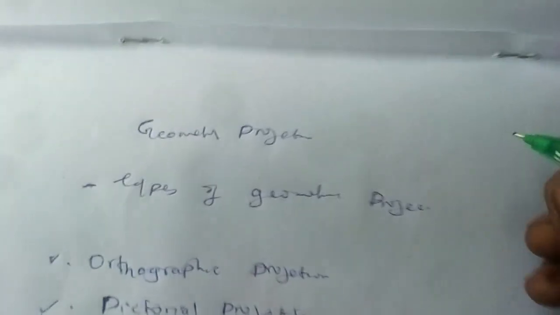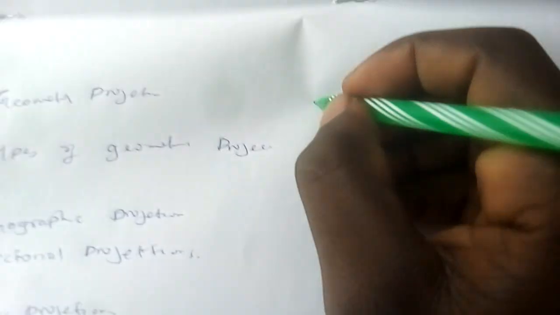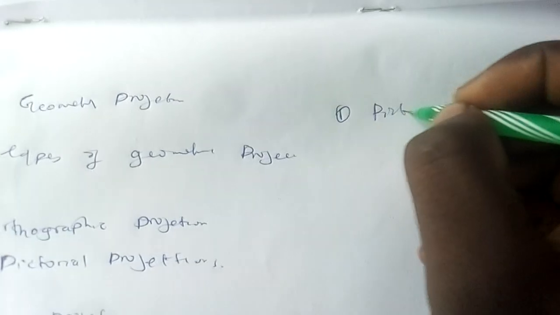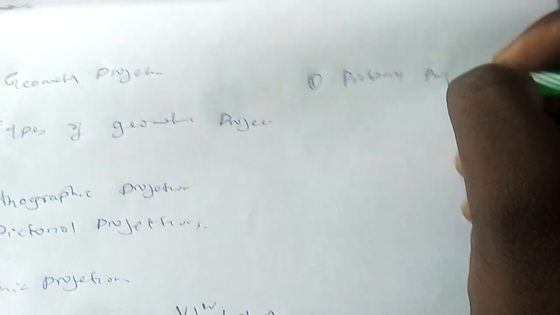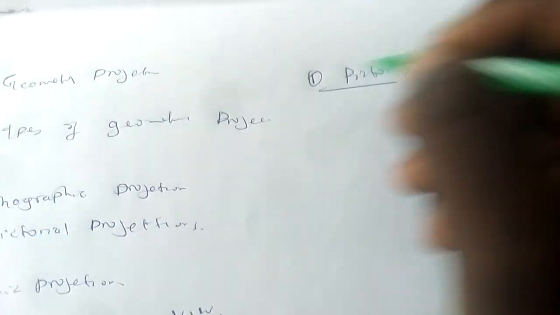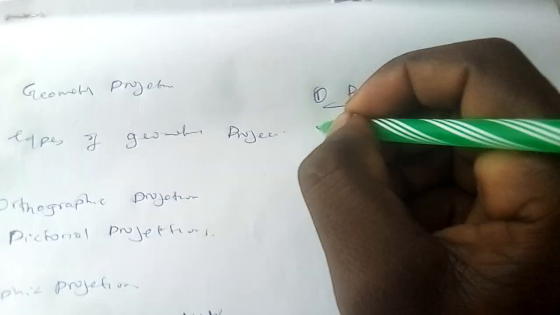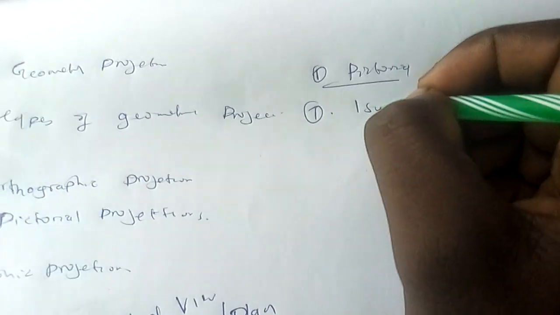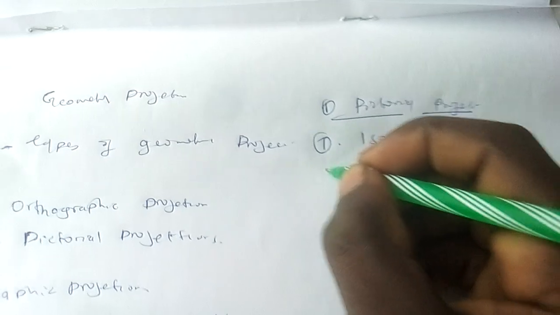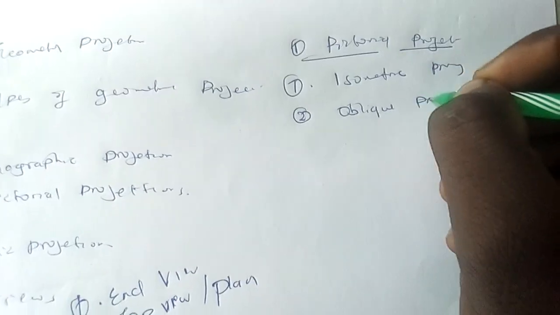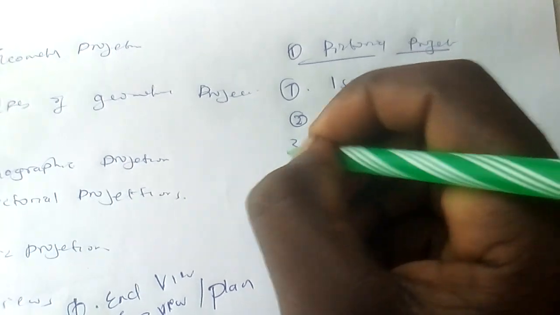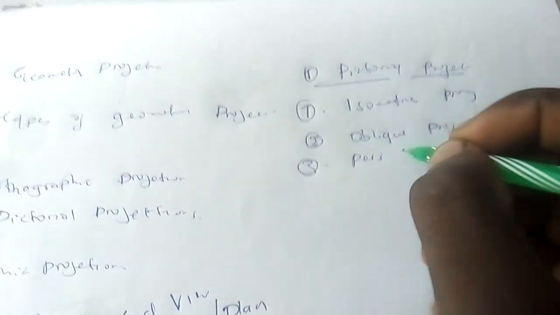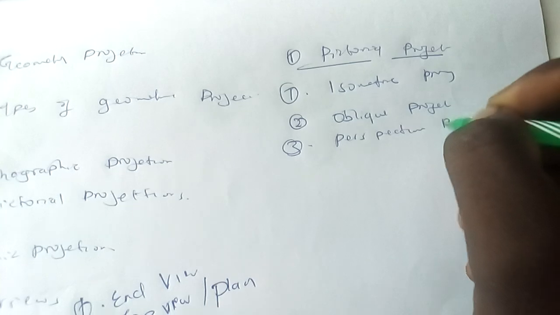We are going to look at another type of geometric projection, which is the pictorial projection. In pictorial projections, we have three types. Number one, we have the isometric projection. Type number two, we have the oblique projection. And type number three, we have the perspective projection.